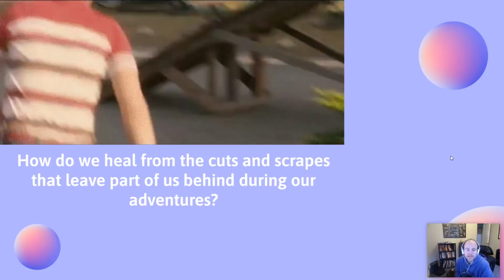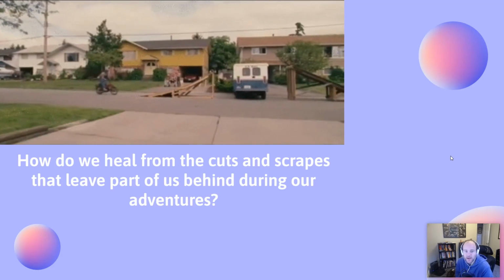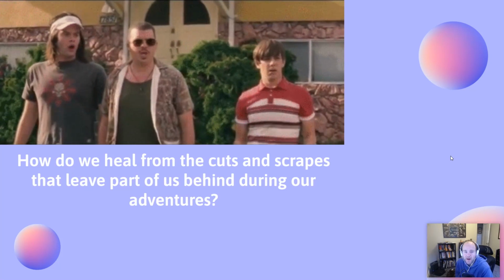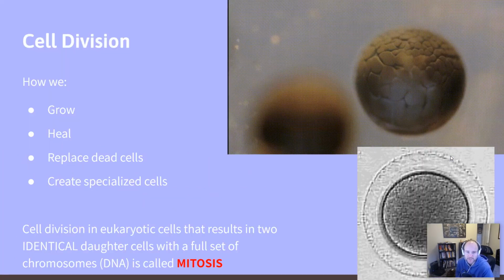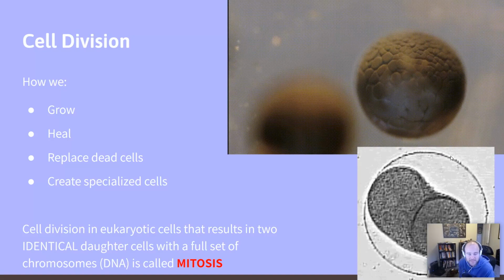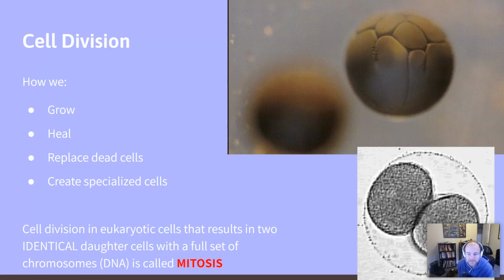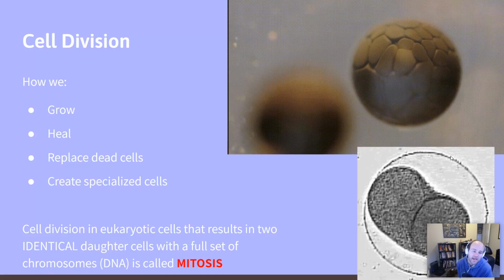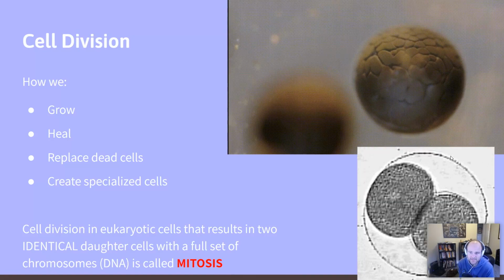What about when you get an injury? Maybe some cuts and scrapes that leave part of us behind when we do something stupid and get hurt. How do we repair those injuries? Well, the answer to both these questions is cell division. It's how we grow, heal, replace dead cells. Your cells are dying all the time by the millions, and how you create specialized cells for important tasks.